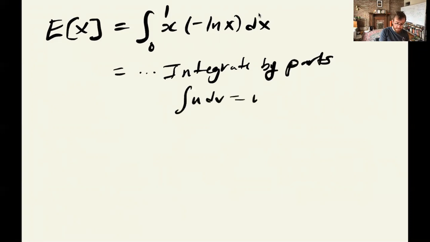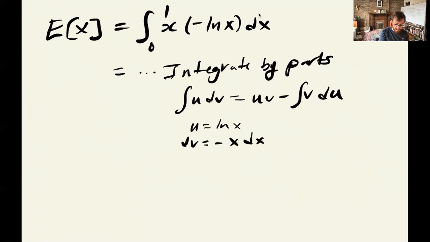The formula is the integral of u dv equals uv minus the integral of v du. And here you'd set u equal to, let's say, natural log of x, and dv equal to negative x dx. Then you'd have to do some L'Hopital to figure out how this is evaluated at 0 and 1. When you evaluate the endpoints, it turns out that this all goes to 0. So then you're just down to this, but it's finicky.